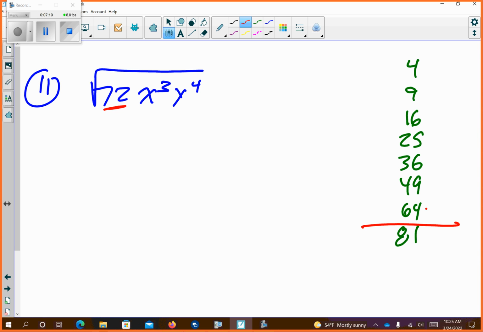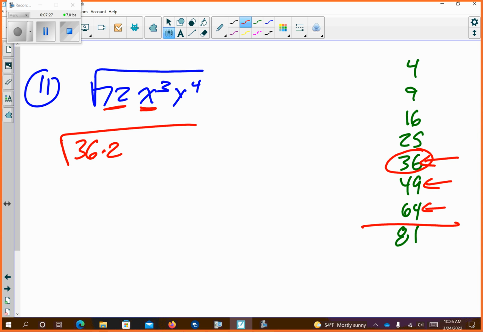So we start from the bottom. Does the 64 times the number work for 72? No. Does the 49 times the number work for 72? No. What about the 36? Yeah, 36 times 2. What should I break x to the 3rd into? x to the 2nd and x. Do I break y to the 4th up? No, let's keep it as is because it's raised to an even exponent, so it's going to work.